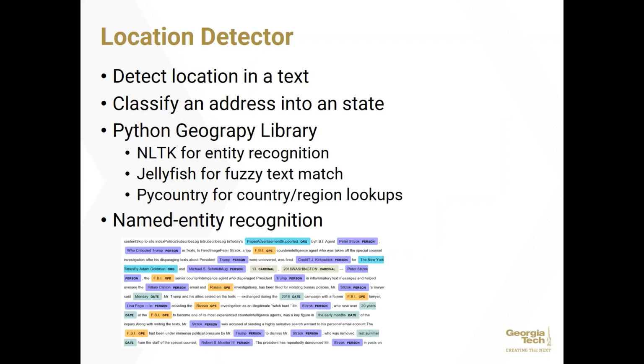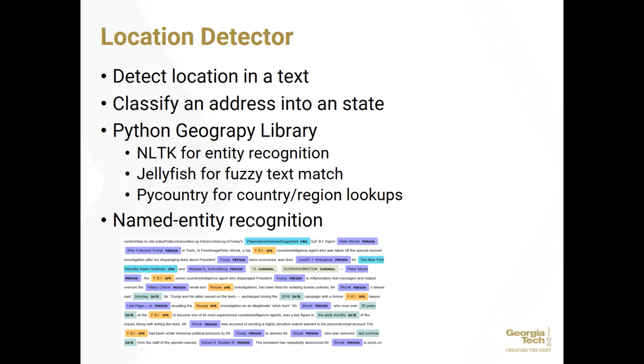Since we need to post the event on the event mapper, we need to find out where exactly the event happened. For this purpose, I wrote a location detector to detect the place names in a text. There are different kinds of names in a text, such as a city name, a county name, and a street name.